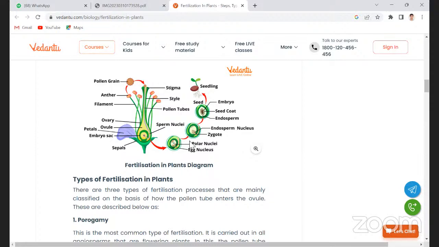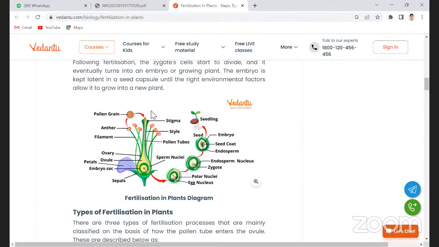How is it developed? The polar nuclei, the egg nuclei, the formation of zygote, and the endosperm nucleus. First of all, the formation of endosperm, and after that the seed coat, after that the embryo, the seed. It is the seedling situation. These are the fertilization in the plant.